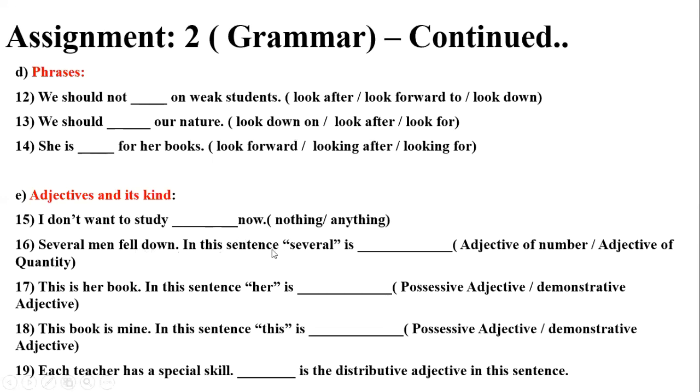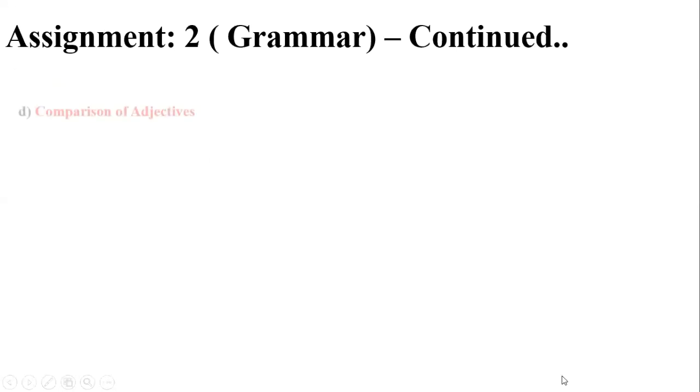Several men fell down. In the sentence, several is dash: adjective of number or adjective of quantity? You need to mention that. This is her book. In the sentence, her is which one? Possessive adjective or demonstrative adjective? This book is mine. In the sentence, this is dash. Whether it's possessive adjective or demonstrative, you need to select. Each teacher has a special skill. In the sentence, which word is the distributive adjective? You need to write it down. Okay, there are 25 questions.